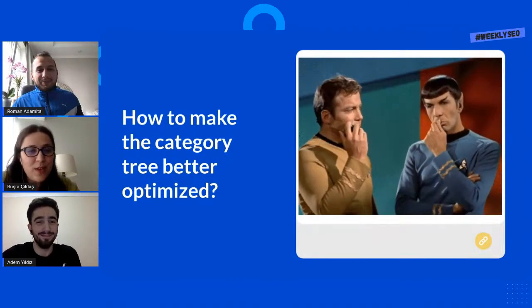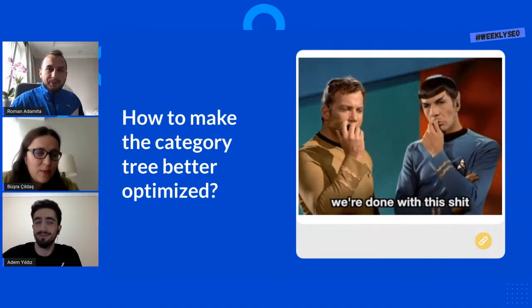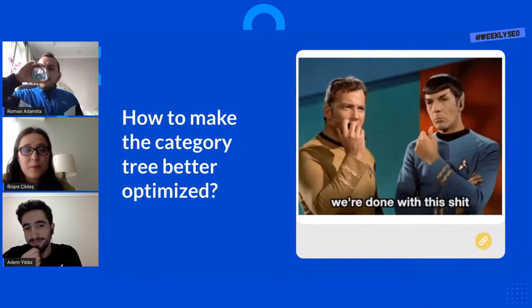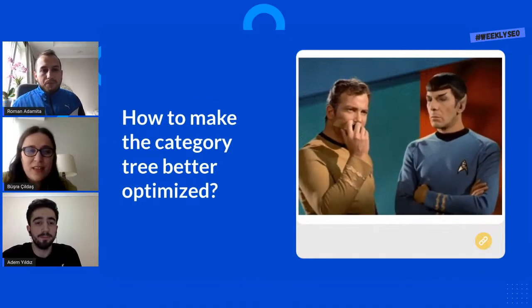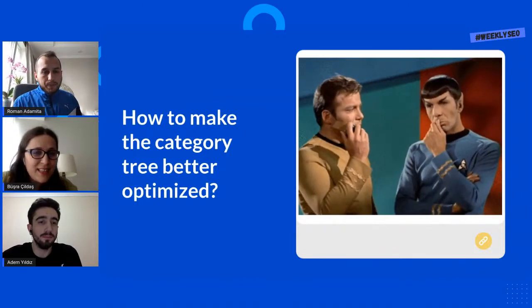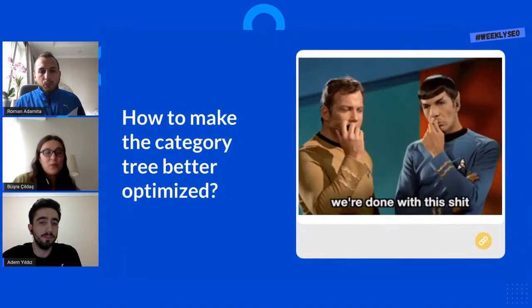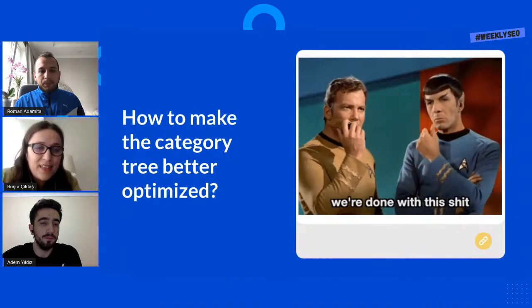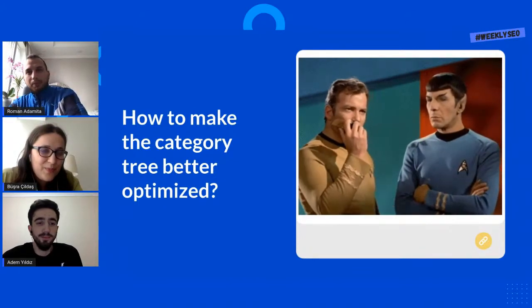So, of course, how to make the category tree better optimized. We should think about some things before doing any optimization of the category trees. Sometimes we may need to rewrite all of it from scratch. And actually, there are some problems. There are some pretty serious problems in some of the categories of the websites I come across. And the next slide is the most common problem I see.